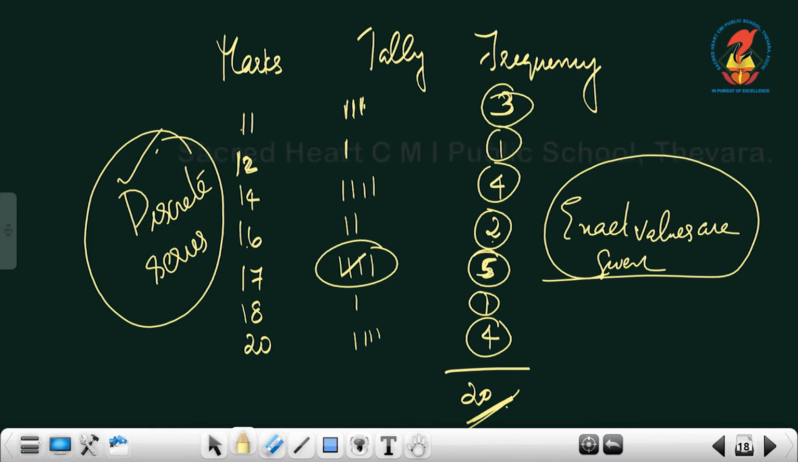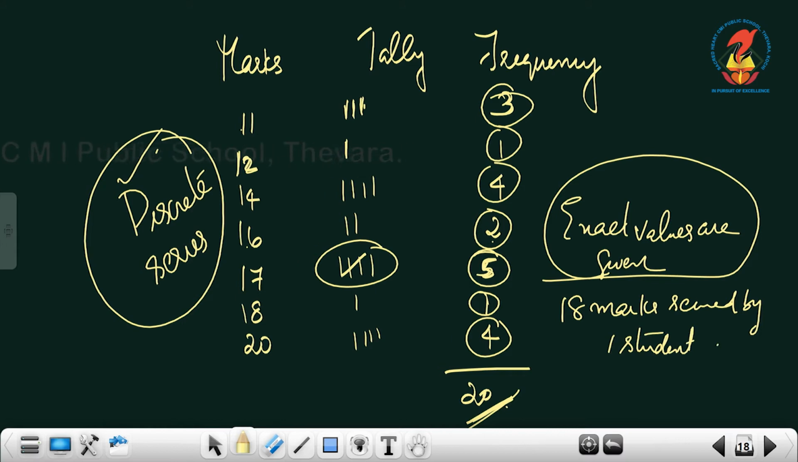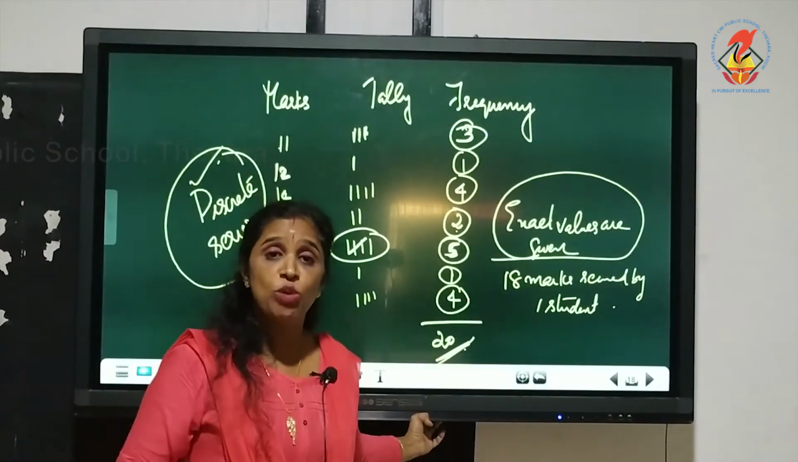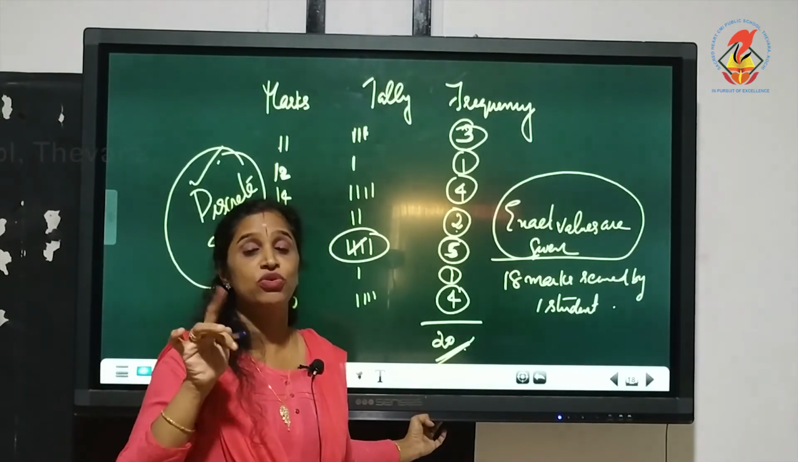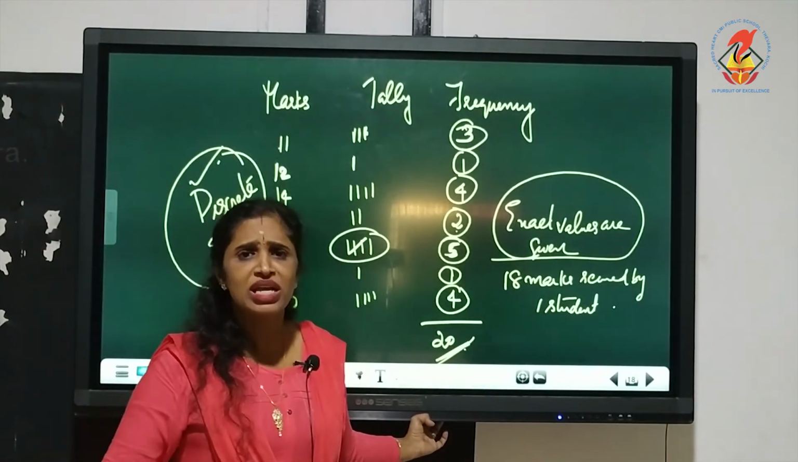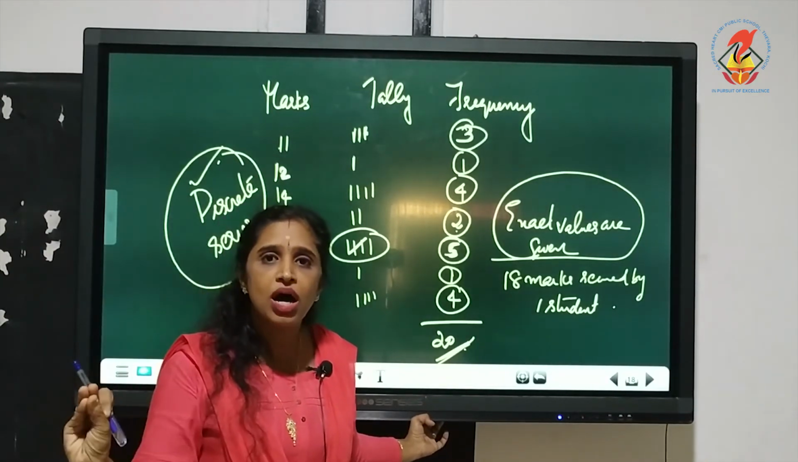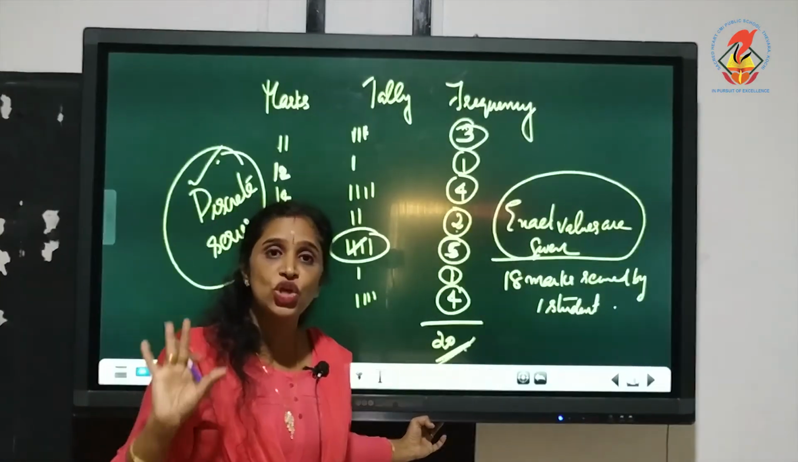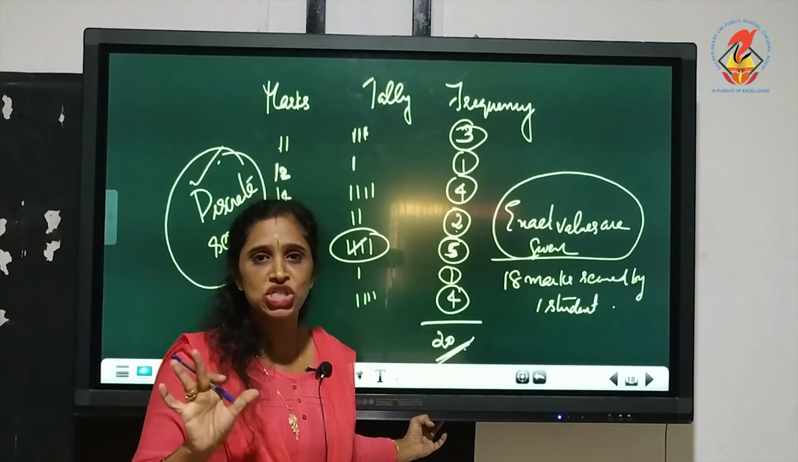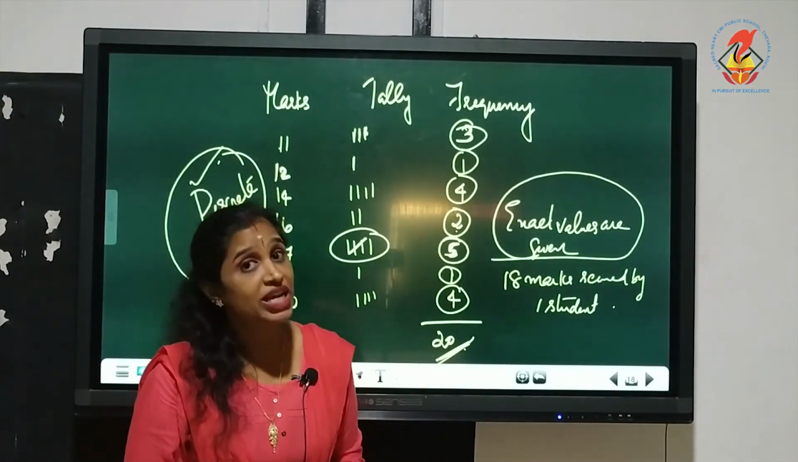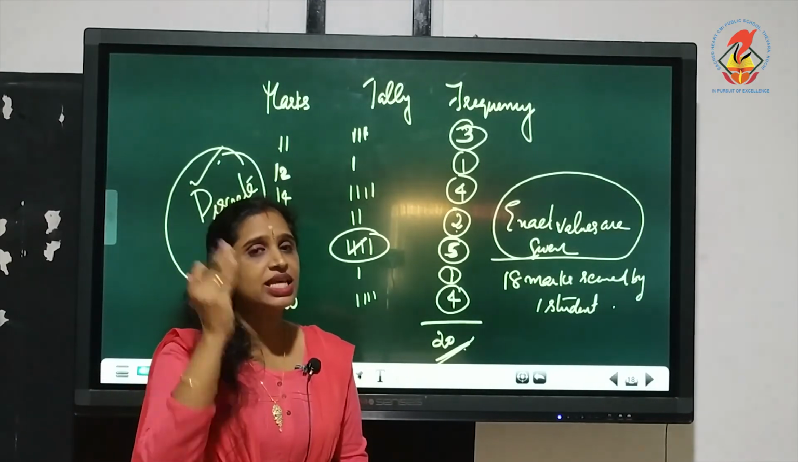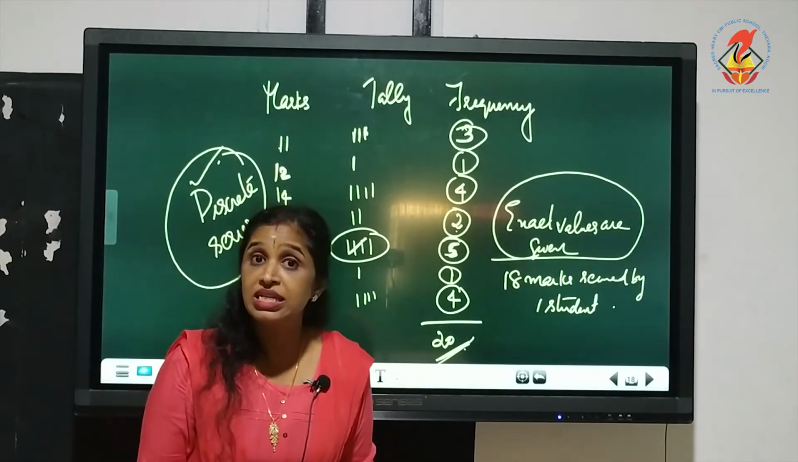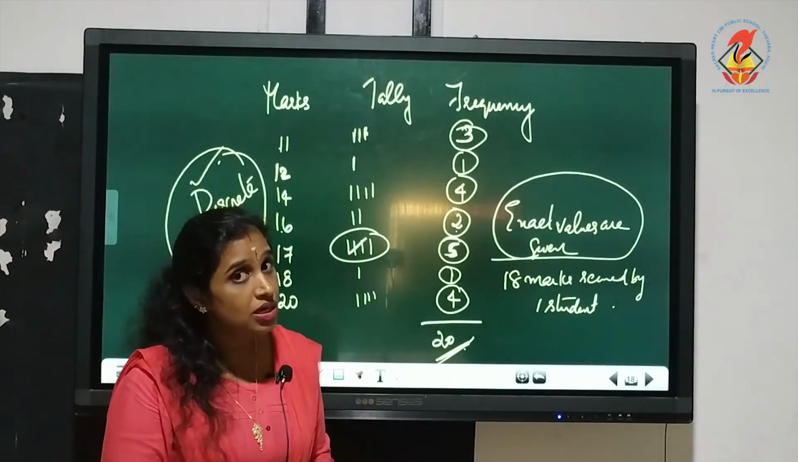How many students have secured 18 marks? 18 marks are secured by only one student. If you ask me how many students have secured 20 marks, I can very well say four students have secured 20 marks. So exact measurement is given. That kind of series with the frequency where exact value is represented is known as discrete series. Hope it is clear to you.